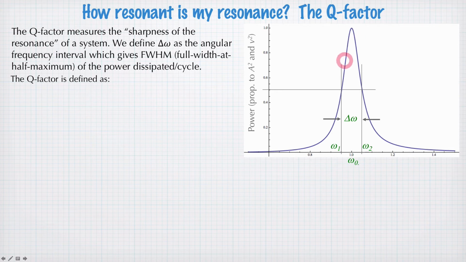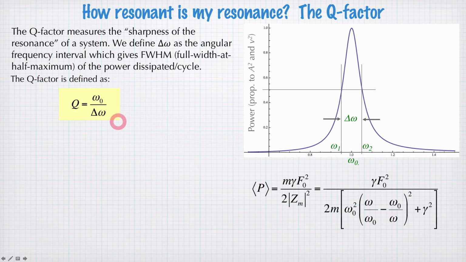What I've plotted here is the power dissipated by the resonator. Now there's a point here when we go down the curve where the power dissipated is half the maximum. And so we measure the frequency difference between this point and this point, where we both have half the maximum dissipated power, and this is called the full width at half maximum. We call that frequency difference delta omega, the difference between omega 1 and omega 2. The Q factor is defined as the resonant frequency, omega naught, divided by delta omega. So it's this equation here.